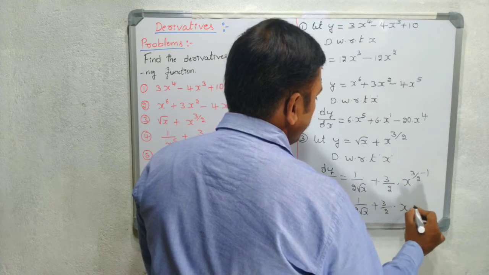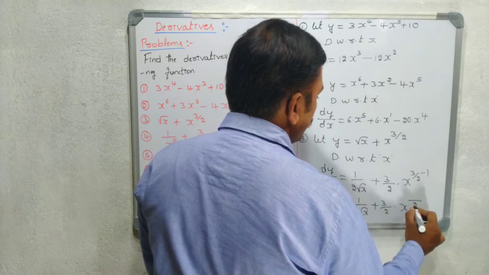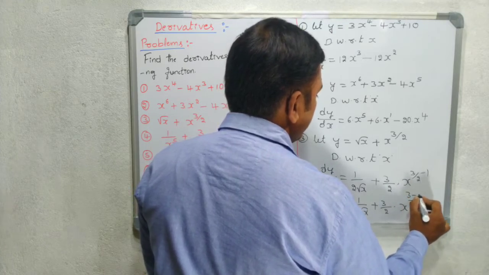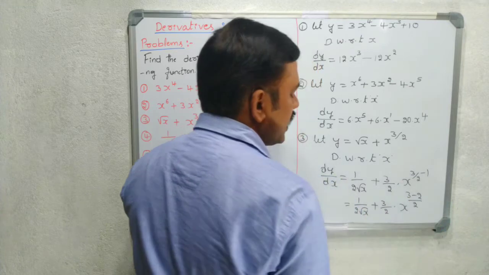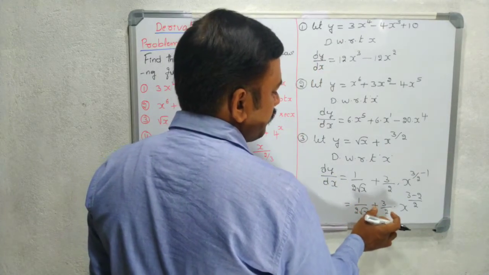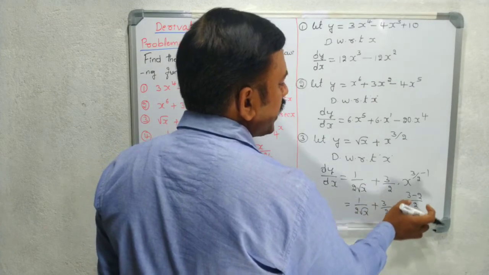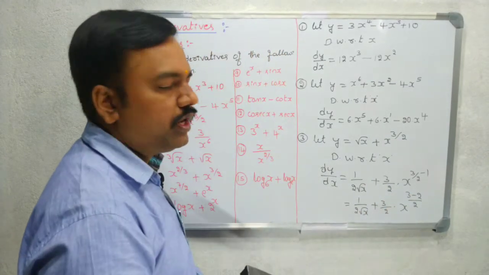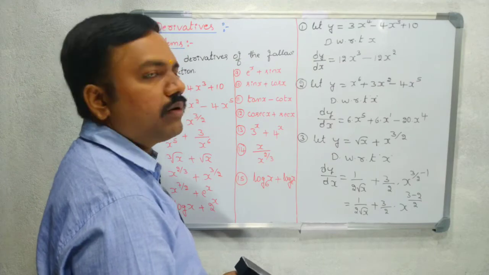X to the power of, here 2 is the LCM, 3 minus 2. 3 minus 2 is 1. So the answer is 1 divided by 2 root x plus 3 by 2 into x to the power of 1 by 2. Write it down, at last x to the power of 1 by 2 comes.